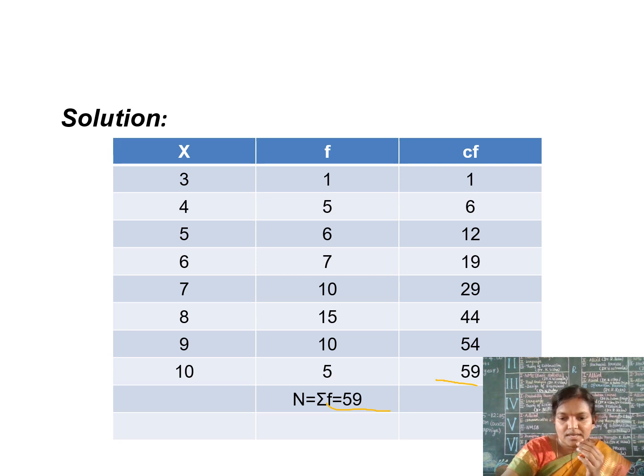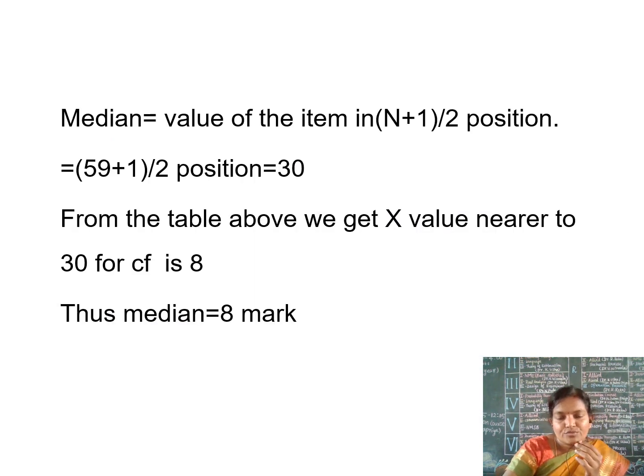Now we will go to the next step. Our formula is (n plus 1) by 2th position. Here n is the frequencies total, 59. 59 plus 1 is 60, and 60 by 2 will be 30. Look where the value 30 occurs in your cumulative frequency. The corresponding x value will be the median. Here our corresponding x value is 8. So 8 is the median mark for this question. This is the answer.